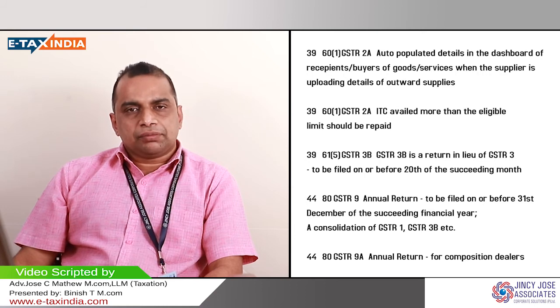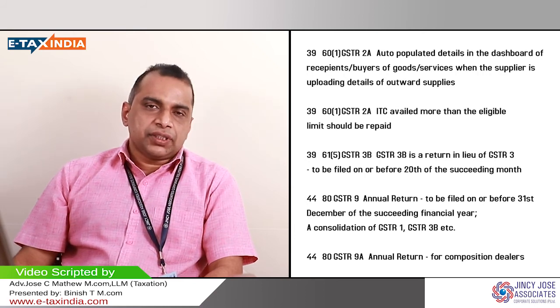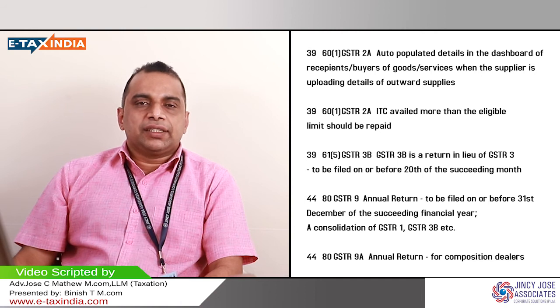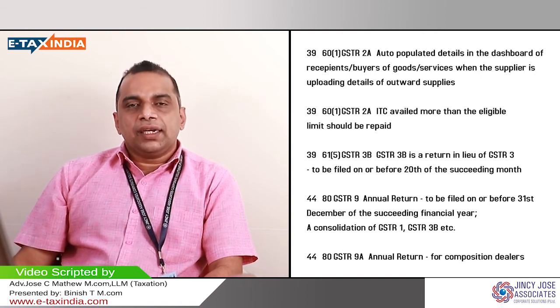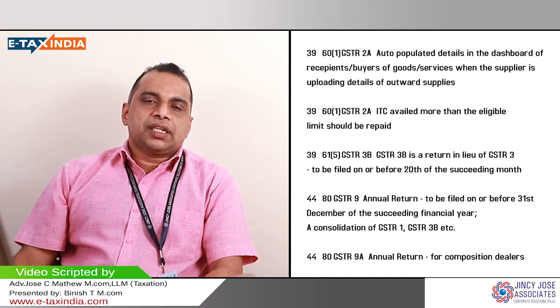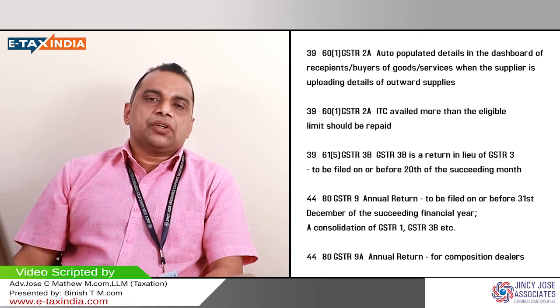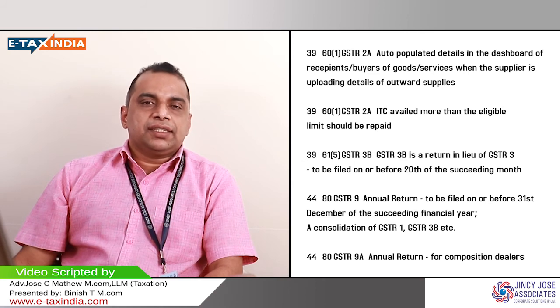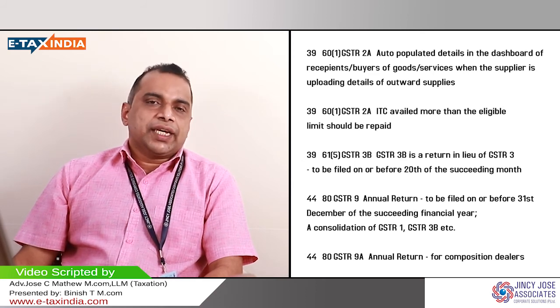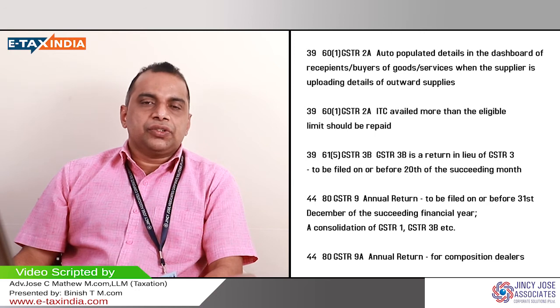The next form is 9A. It is for the composition taxable persons for filing the annual return. It is the consolidation of their quarterly GSTR 1 and GSTR 3B statements which have been filed earlier in the previous year. It's a consolidation of the statements filed by the composition taxpayers, that is GSTR 9A. You can edit it. GSTR 9 also you can edit.